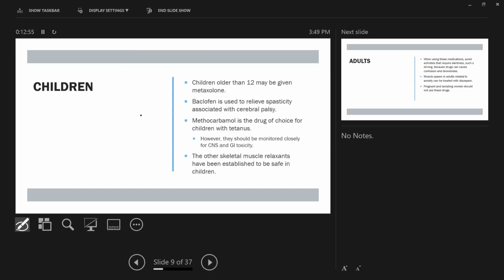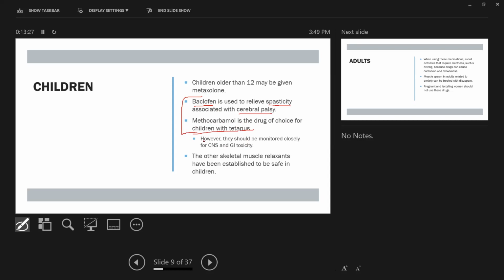Now in children, baclofen is used to relieve the spasticity, say that fast 5 times, associated with cerebral palsy. And then methylcarbamol is a drug of choice for children with tetanus. So remember those 2 drugs, especially for your peds rotations. Methylcarbamol for tetanus, baclofen for cerebral palsy.